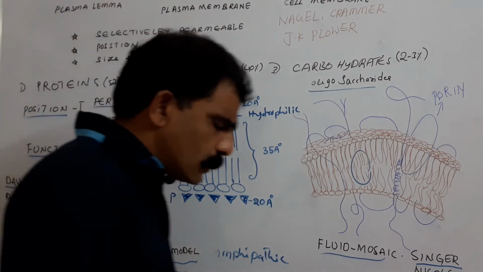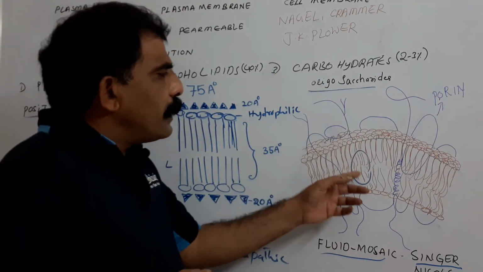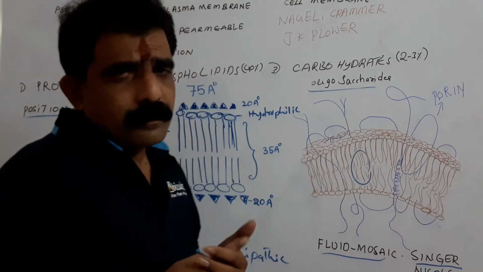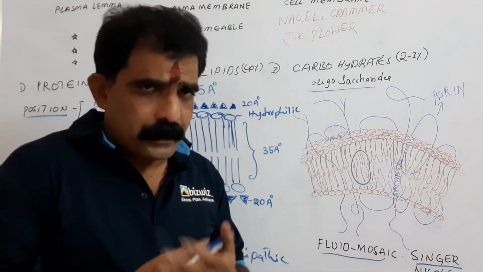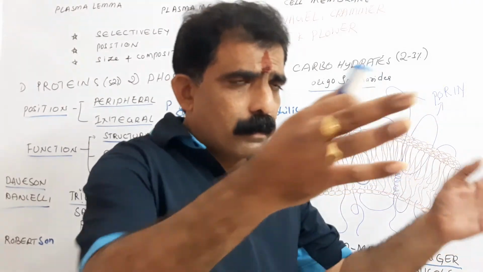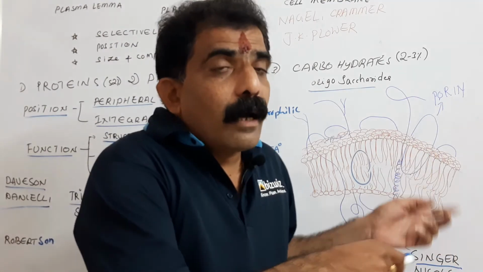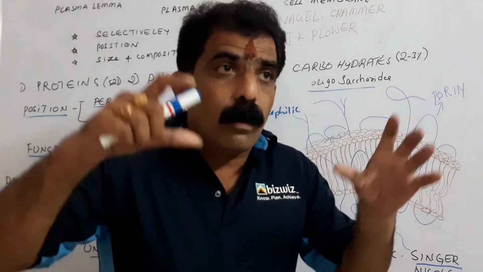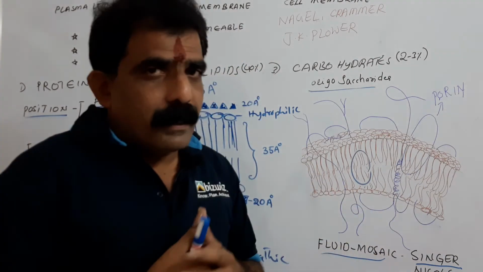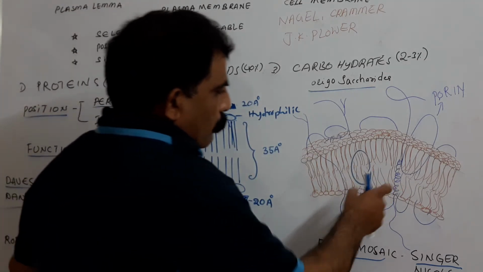According to Singer and Nicolson's fluid mosaic model, proteins are present in the form of icebergs in the ocean of lipids. In the ocean, here and there, icebergs are present. Like that, in the ocean of lipids, here and there, protein icebergs are present, like gulab jamun in a concentrated sugar solution. That can be compared. So this is the fluid mosaic model.